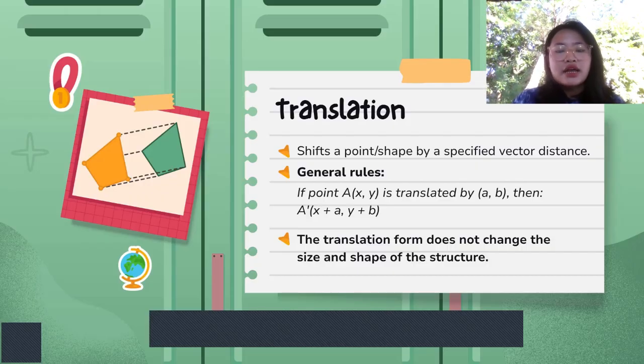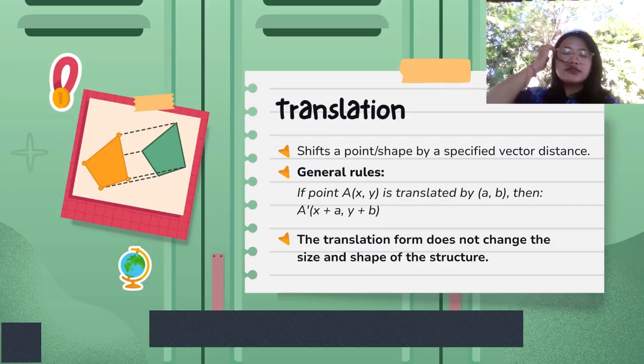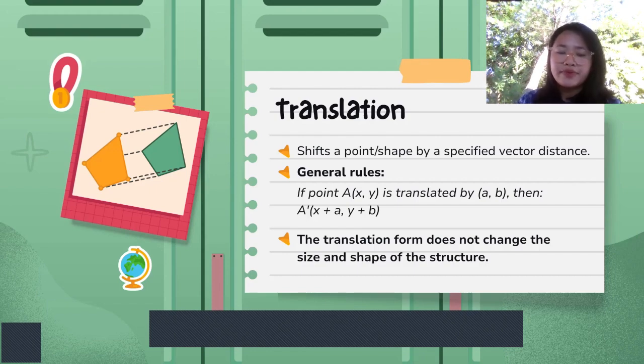This is a simple slide of the figure. If a point A(x, y) is translated by the vector (a, b), then the new coordinate becomes A' = (x + a, y + b). This means we add a to the x coordinate and b to the y coordinate. The size and shape of the figure remain exactly the same.